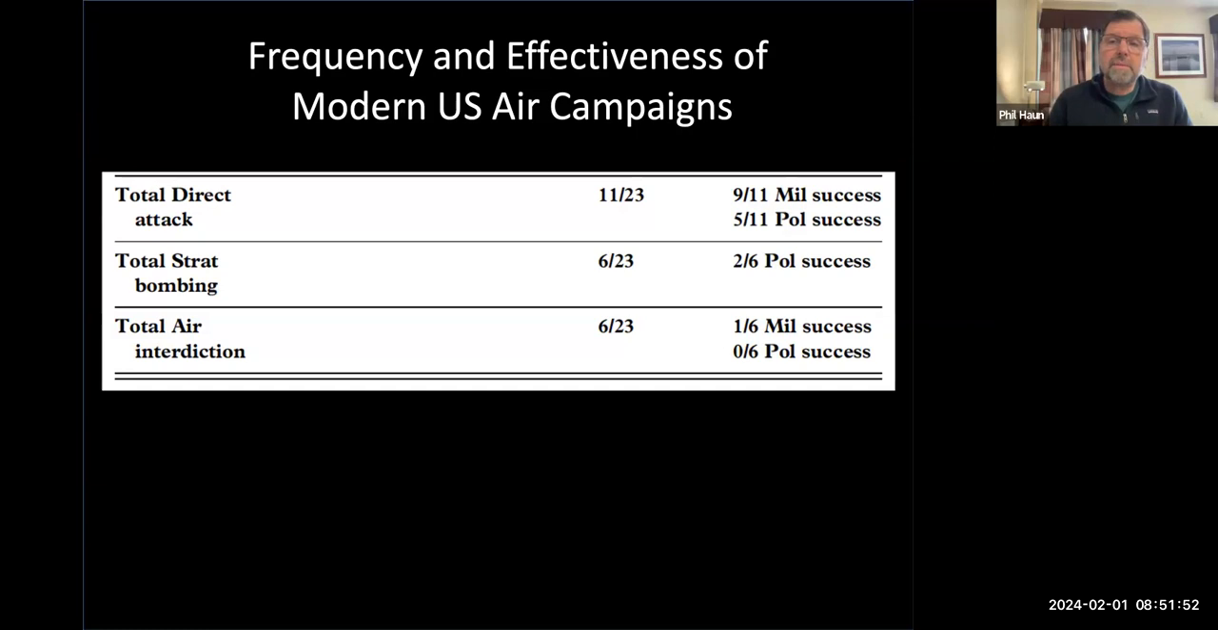Of those 9, though, that are militarily successful, 5 actually lead to politically successful outcomes. So air power and direct attack works about half the time to achieve the political outcomes for which the wars are fought. We'll contrast that to strategic bombing, which only occurs in about a quarter of their campaigns, conventional strategic bombing. And of those, only 2 are successful.